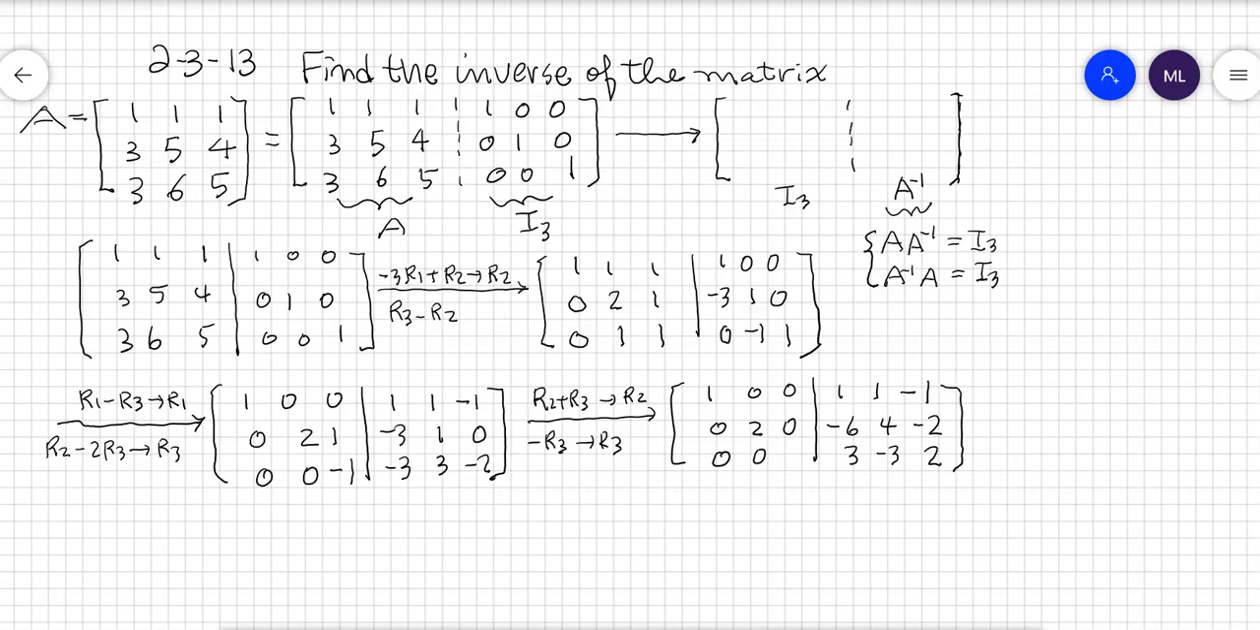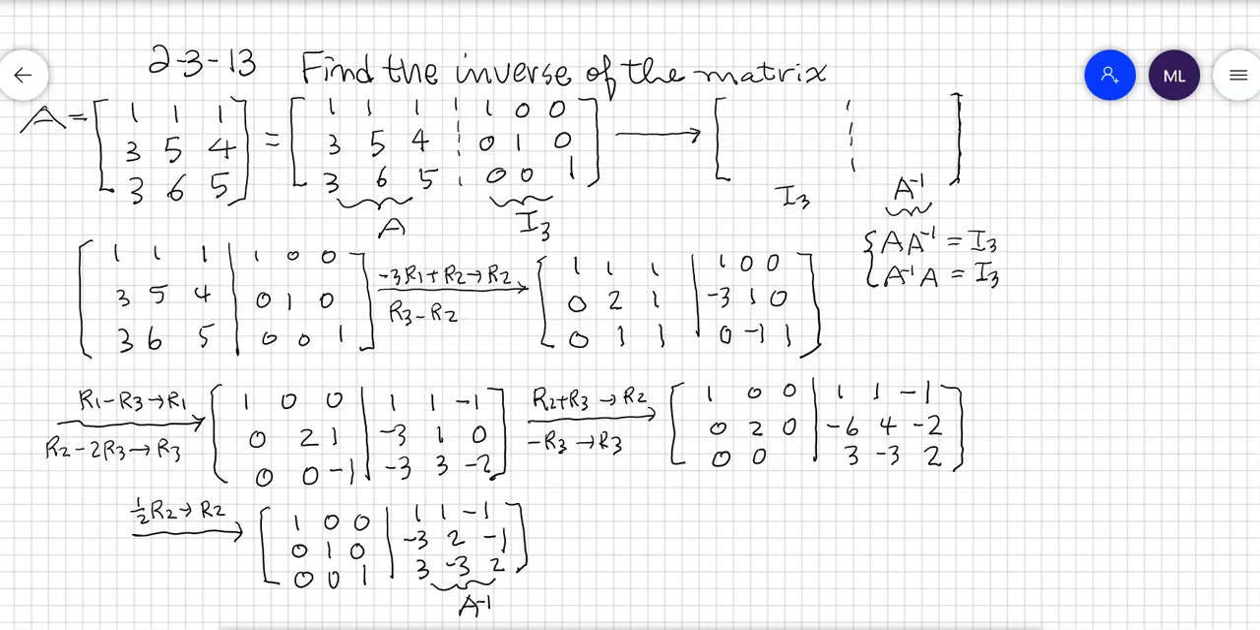And finally, I can divide the second one by 2. And then we have 1, 0, 0, 1, 1, negative 1, 0, 1, 0, negative 3, 2, negative 1, 0, 0, 1, and 3, negative 3, 2. And I say this is A inverse, okay? You can check by multiplying A, 1, 1, 1, 3, 5, 4, 3, 6, 5, and then A inverse we just found, 1, 1, negative 1, negative 2, 3, negative 1, 3, negative 3, 2.